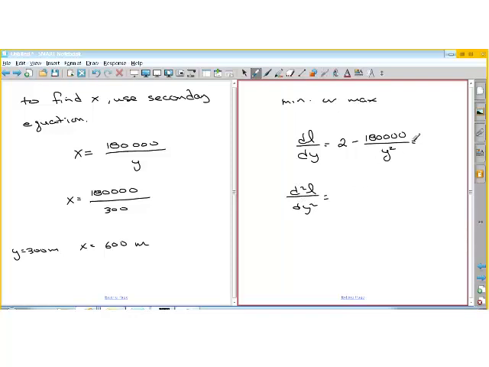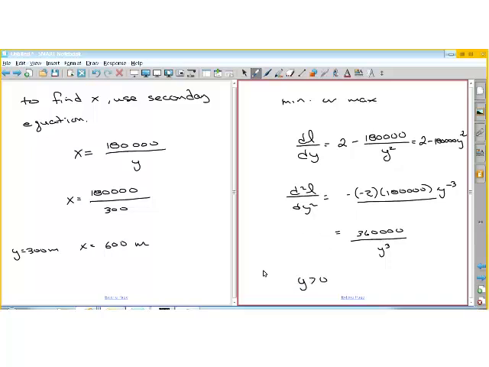So the 2 goes to 0. This is the same as 2 minus 180,000 y to the minus 2. So what you'll get is a negative sign. You'll get negative 2 times 180,000 times y to the minus 3 power. So we get 360,000 over y cubed, since negative times a negative is positive. 2 times 180,000 is 360,000.